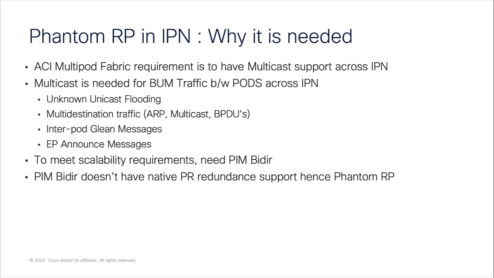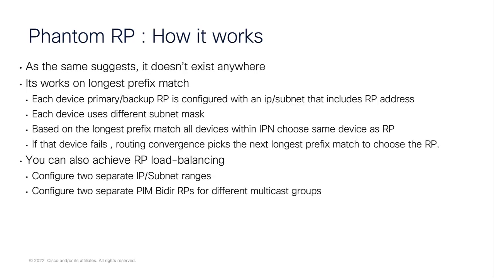Since PIM Bidir does not support any functionality for RP redundancy like Auto-RP and BSR for PIM ASM, we use Phantom RP. Phantom RP is not a new feature which was introduced to provide RP redundancy for PIM Bidir. Once you understand how it actually works, you will realize it is nothing but a routing hack.